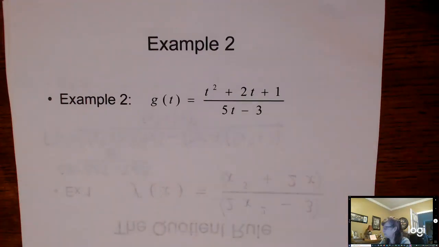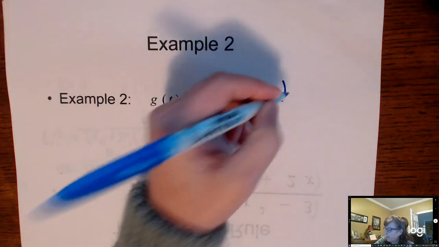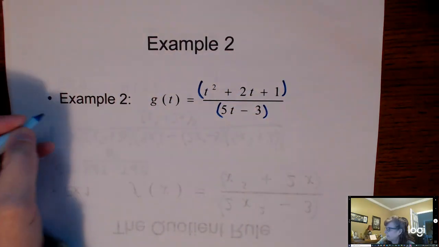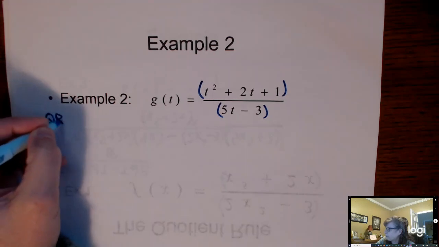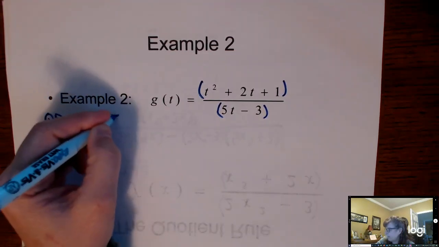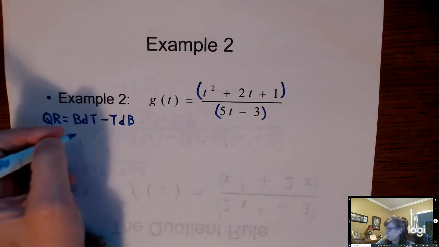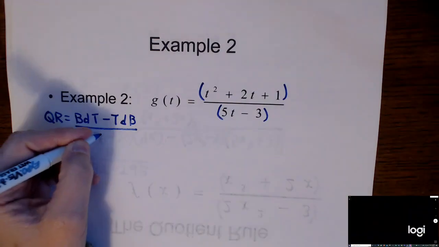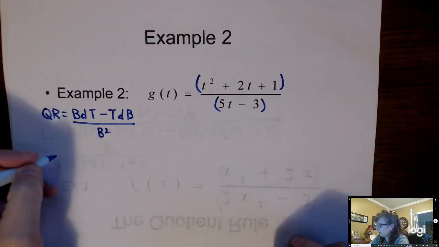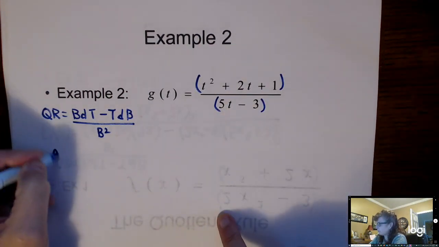Okay, so g of t equals t squared plus 2t plus 1. That's our top. And we're dividing by 5t minus 1. So it's a quotient, and the quotient rule is bottom times the derivative of the top minus the top times the derivative of the bottom over the bottom squared. So nothing to rewrite, so we'll just go right into it.